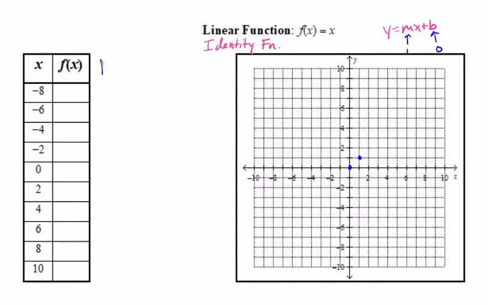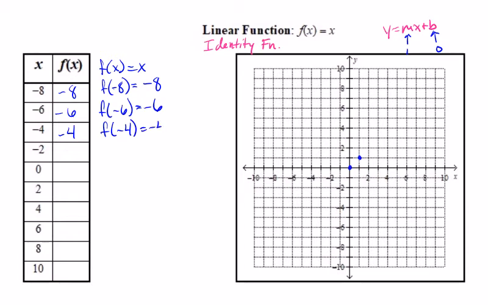The reason why is because if f of x equals x, that means if I put in -8, I'm going to put -8 in here for x, and so what I'll get out is -8. If I put in -6, what I'll get out is -6. If I put in -4, what I'll get out is -4. So no matter what we put in, that's what we're going to get out. Let's make sure it works with the positives. f of 2, I put in 2. f of 0, I get 0, and so forth. No matter what you put in, that's also what you get out.